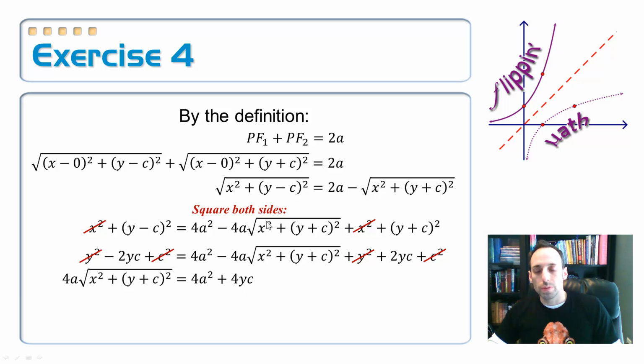Alright, so now notice that everything has 4's in it. I'm going to just divide by 4, get rid of all the 4's, makes it a little simpler. Now what am I supposed to do? I have a square root. To get rid of the square root, I have to square both sides of this equation again.